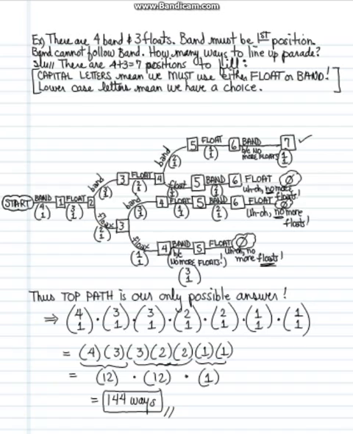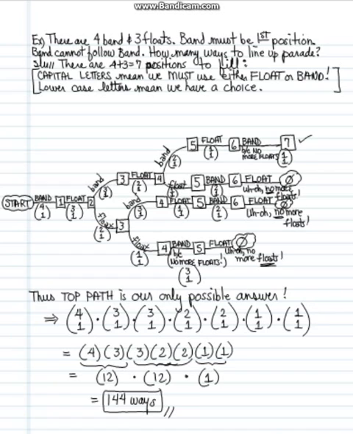Now, for the next one down below, we have to use a float because it's following a band. But of course, there's no more floats available, so that's empty set. The next one's empty set for the same reason, it has to be a float following a band, and there are no more floats available, so that's empty set. So it looks like we only have 1 possible path, and that's the top path. The others all get us messed up because we run out of stuff before we get to the end. Okay, so thus the top path is our only possible answer.